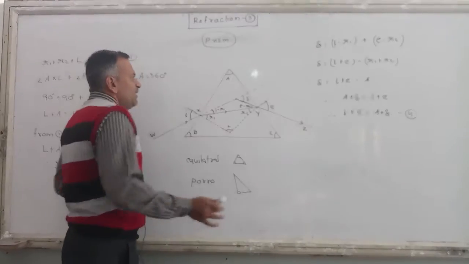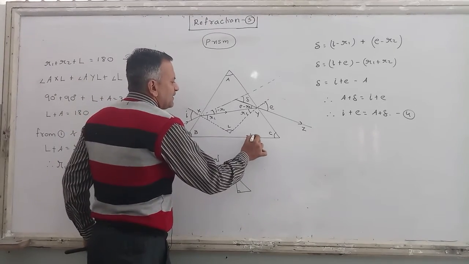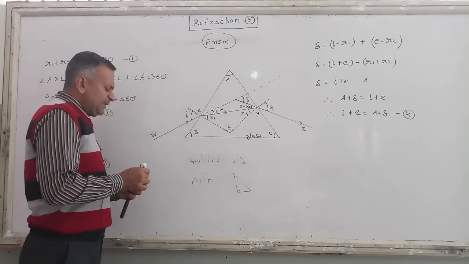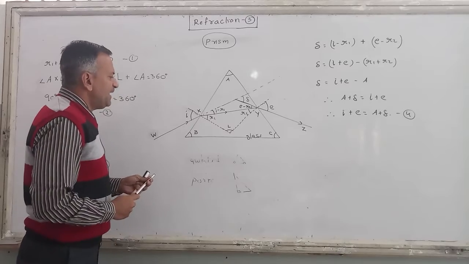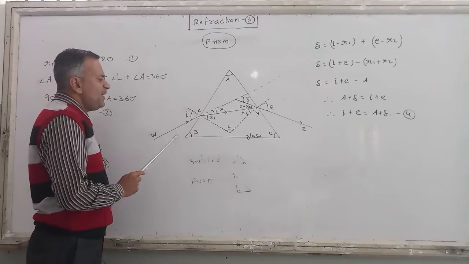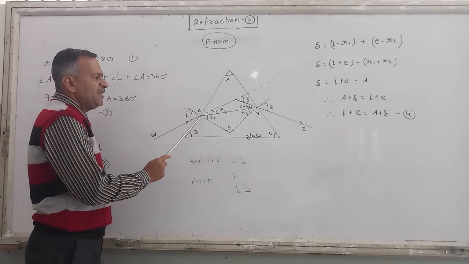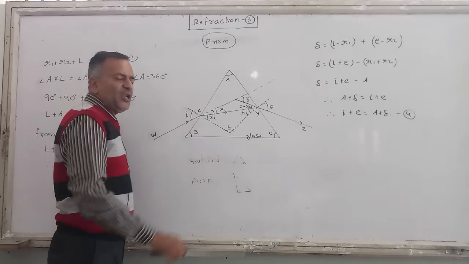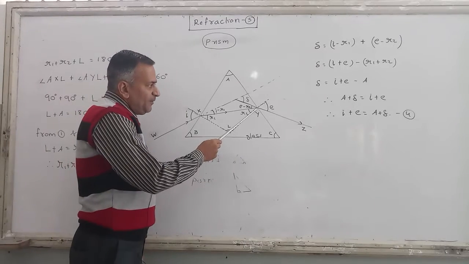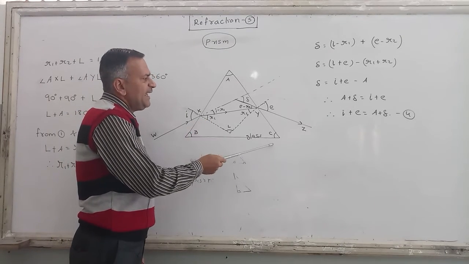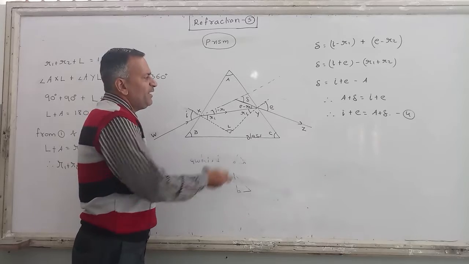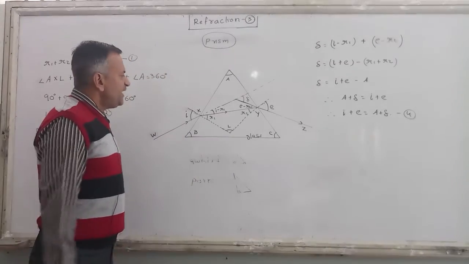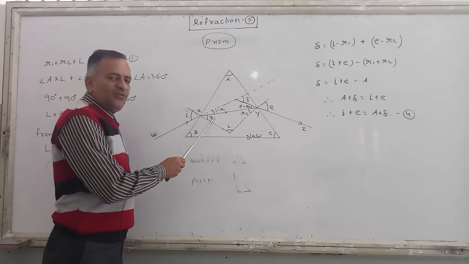Let us take a prism made up of glass. From one side, this is side AB, the incident ray is going inside. It is going from rarer to denser medium, so it is going to bend toward the normal. From this face AC, it is going from denser to rarer medium, so this ray of light will bend away from the normal. We have angle i, angle r1, the angle of refraction.